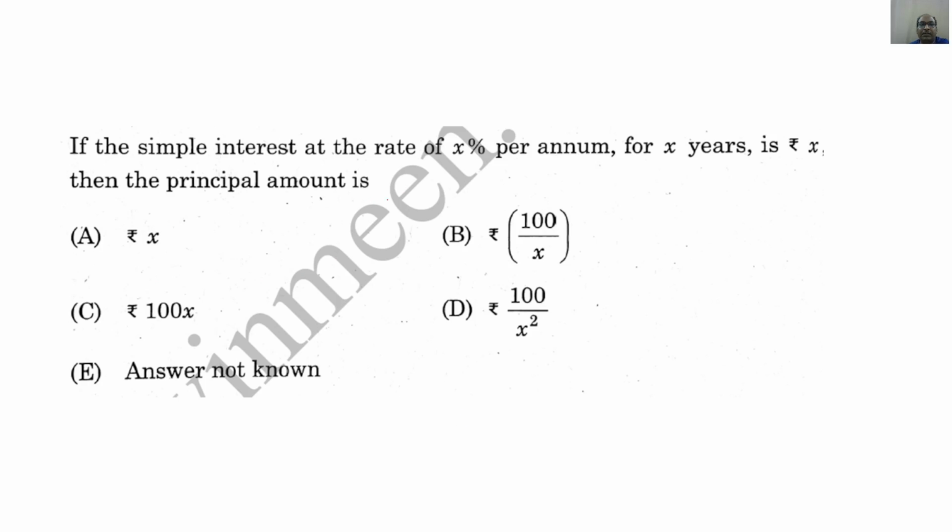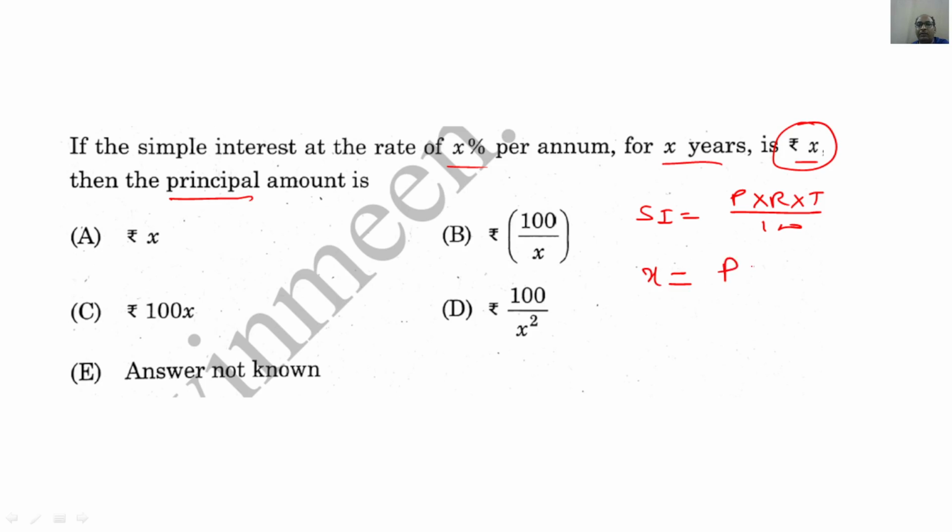Now, if the simple interest at the rate of X% per annum for X years is rupees X. So similar as we have seen, P into R into T by 100. So this was the formula. So simple interest is given that rupees X, at the rate of X% per annum, and what we need to find out? We need to find out the principal amount.